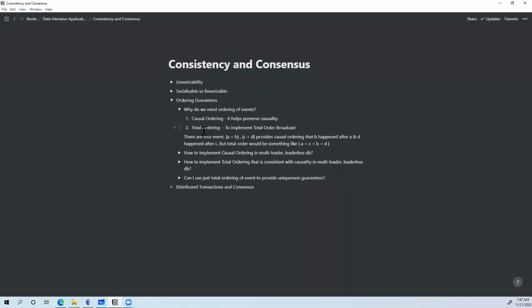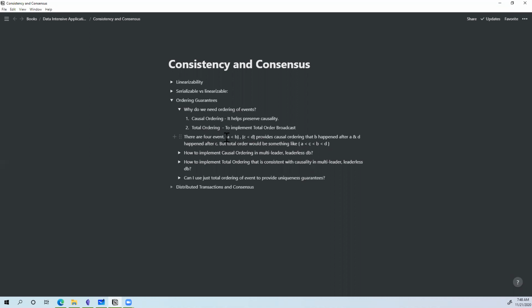Another scenario is total ordering, where every event is ordered. Every event has some order, and there is nothing like concurrent events. No two events are concurrent. Everything is ordered, and that is called total order, and this is used to implement total order broadcast. To take an example, let's say we have these four events A, B, C, D.